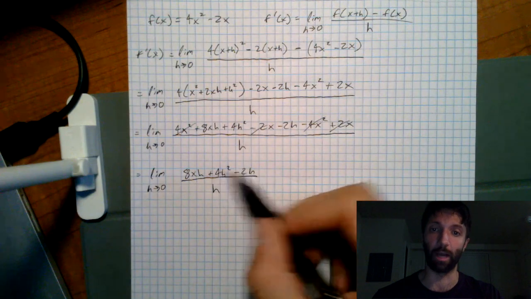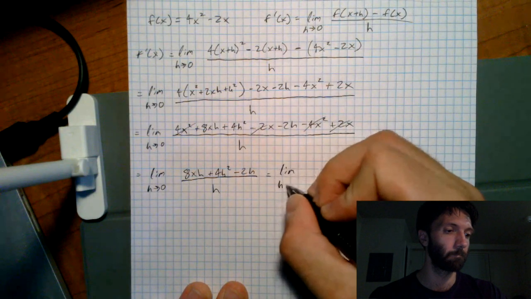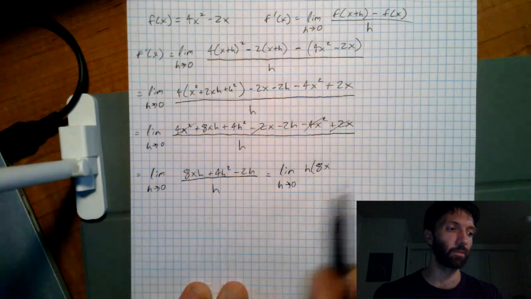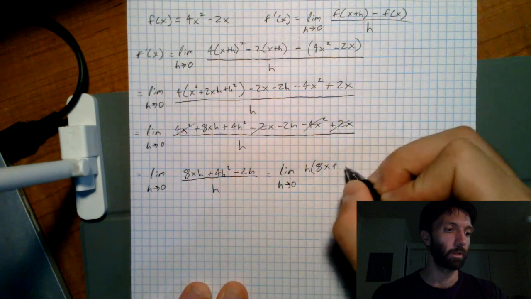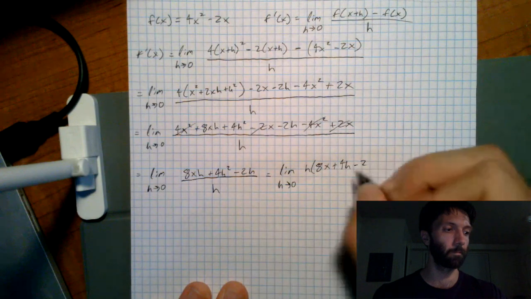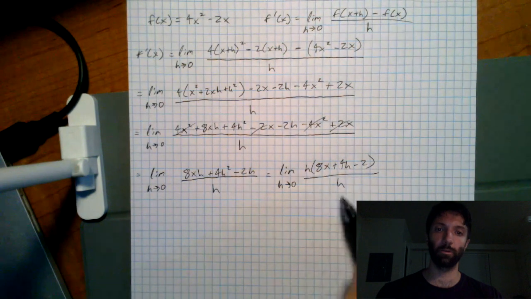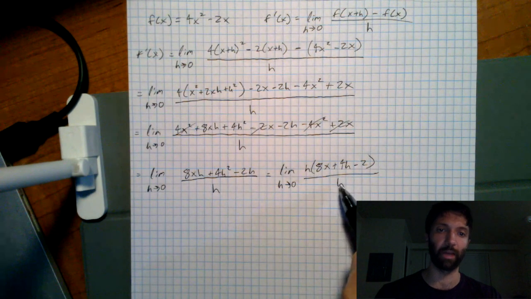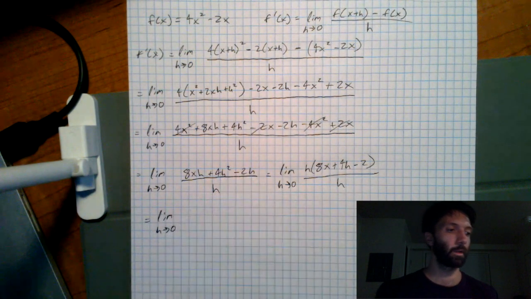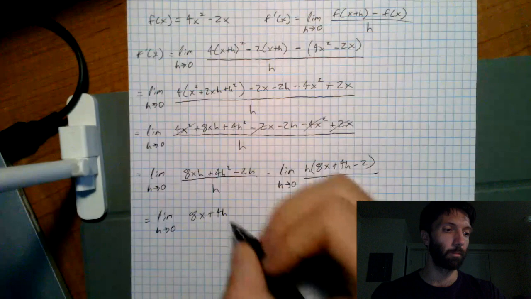And just like the last one, I'm still stuck with this h in the denominator. But as you can see, I have a common factor of h in the numerator that I can factor out. So I'll factor out an h, and I'm left with 8x plus 4h, and then minus 2. And then our h's will cancel. This factor of h in the numerator will cancel with the factor of h in the denominator. And so I am left with 8x plus 4h minus 2.